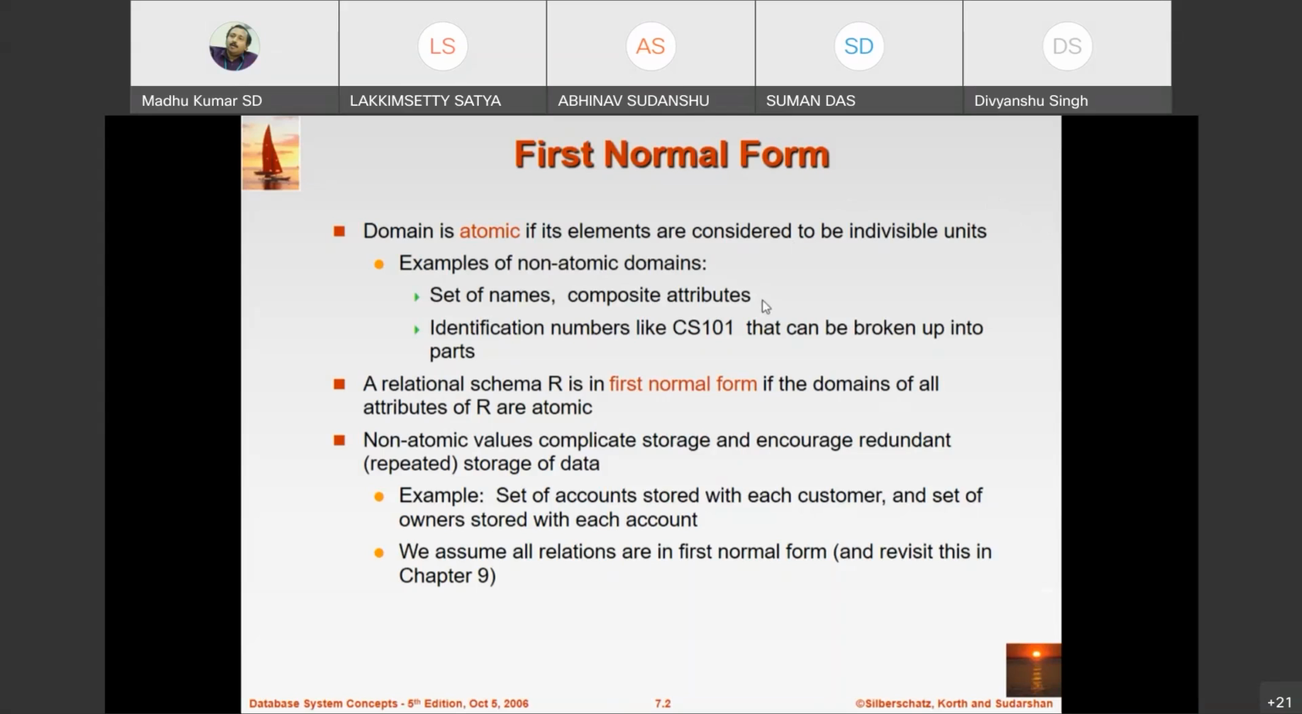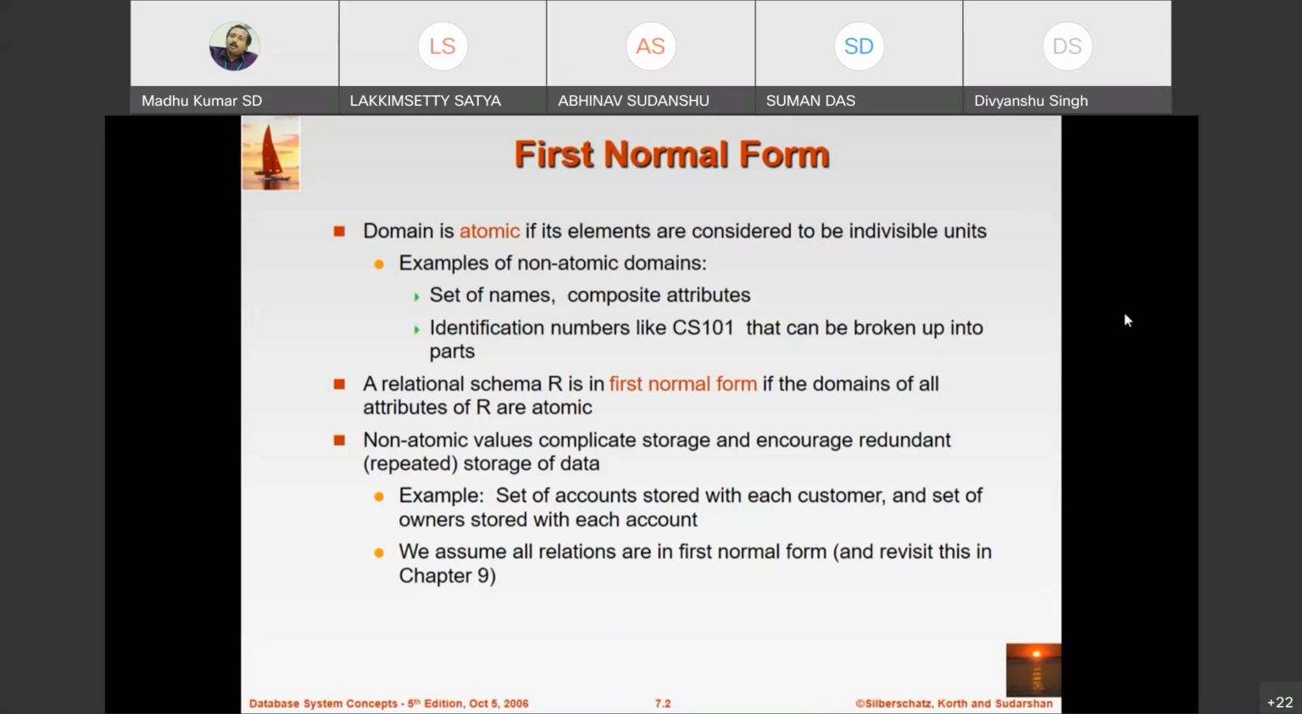We have seen that if all the underlying domains, or the values taken for the different columns, are atomic, that means they cannot be broken further, then the relation is in first normal form. The condition for a relation to be in first normal form is that all the individual values, columns or fields should have atomic values. Atomic values means those values cannot be divided or should not have further components.